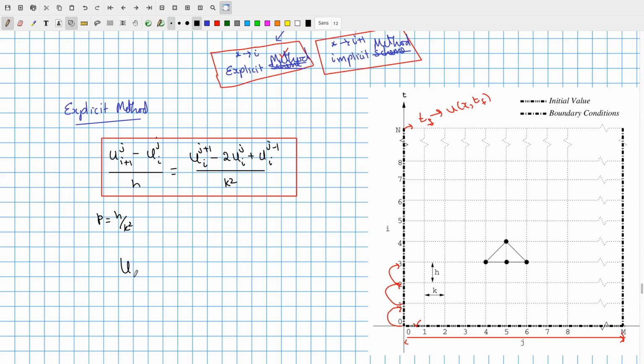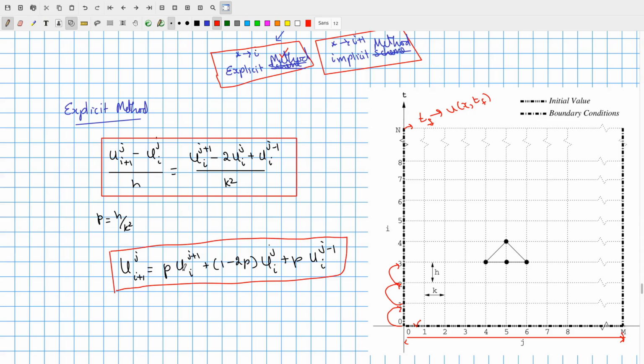u of i plus 1 comma j will be equal to p times u of i comma j plus 1, plus 1 minus 2p times u of i comma j, plus p times u of i comma j minus 1. That comes from here itself. This one comes from here. So this is the finite difference equation we have to solve, and you can see clearly.